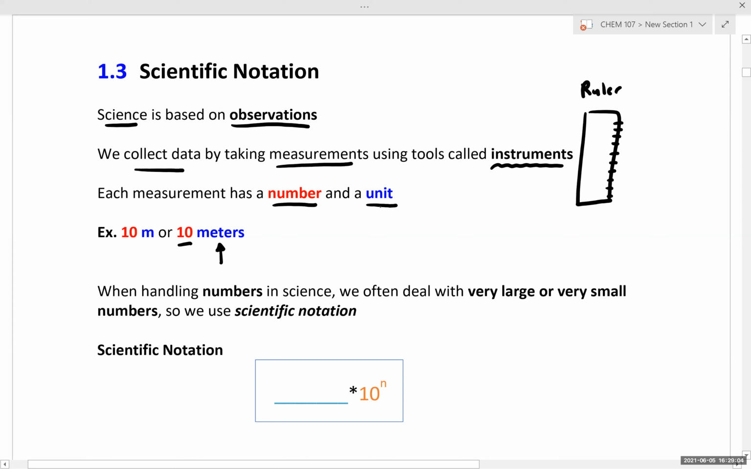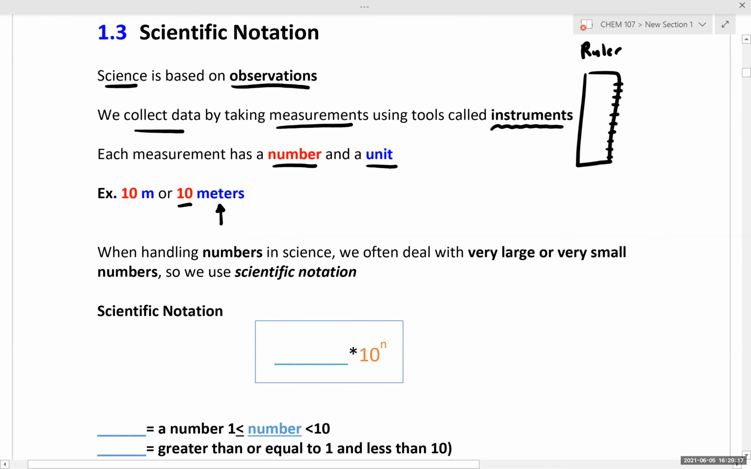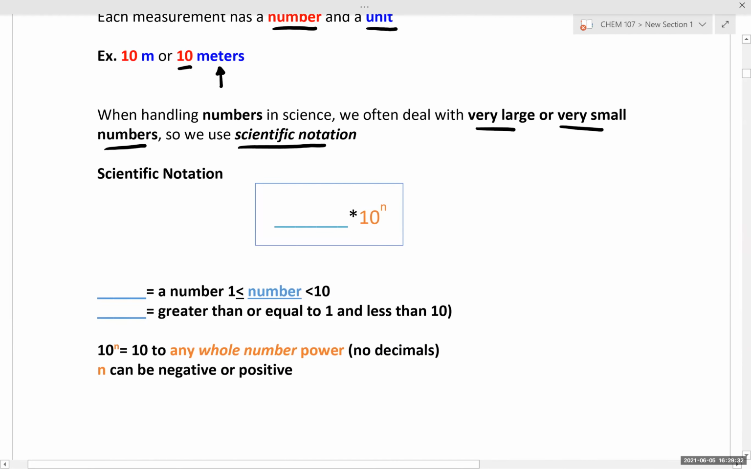Now, when we start to talk about handling numbers in science, and especially in chemistry, where we're often describing very small particles or very large collections of particles, we often deal with very large or very small numbers. As a result, we have to use what's known as scientific notation, also known as base 10 notation. So scientific notation has a general form of blank times 10 to the n. So this blank is your number.